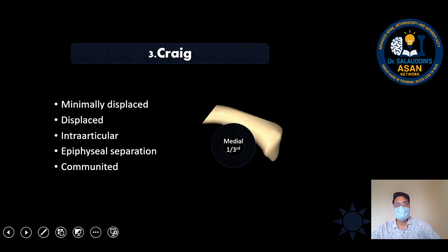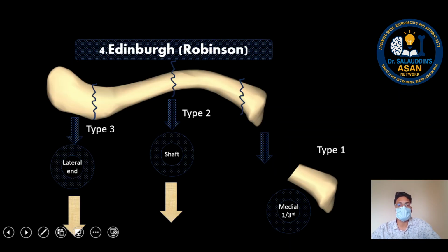Coming to our most important fracture classification, that is the Edinburgh classification or the Robinson's classification. This is important from a clinical perspective because it gives us the displacement and the comminution of the clavicle fracture. He divides the medial end, shaft and the lateral end into type 1, 2 and 3. So we'll discuss individually. First, shaft fractures.